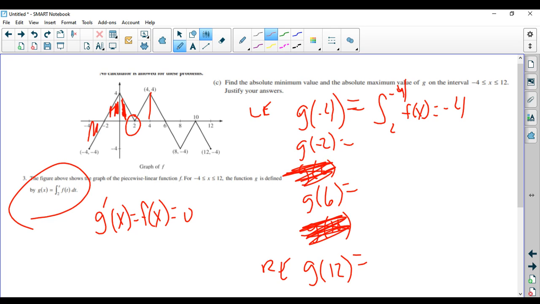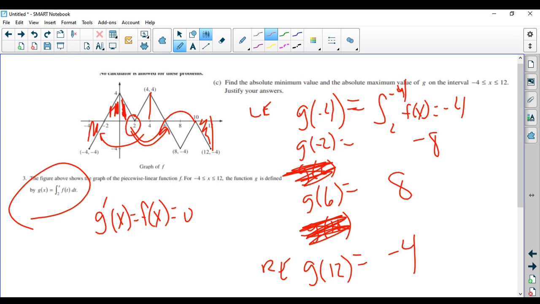G of -2 is, now we're going from 2 to -2, and we already discussed that. That's -8. G of 6, now we're going this way. That's +8. And finally, G of 12, this is 8, -8, so that's easy. They cancel each other out. And then we have a -4.